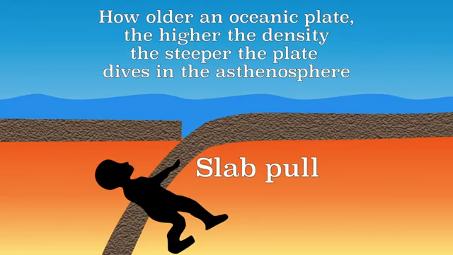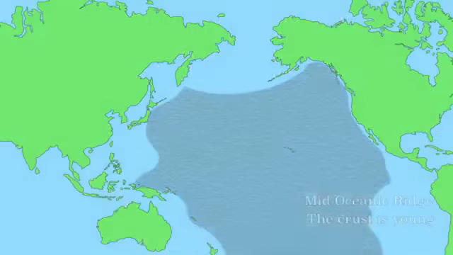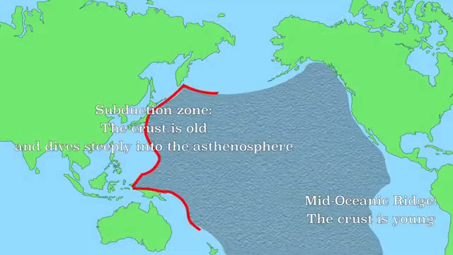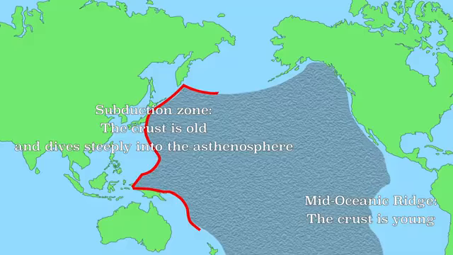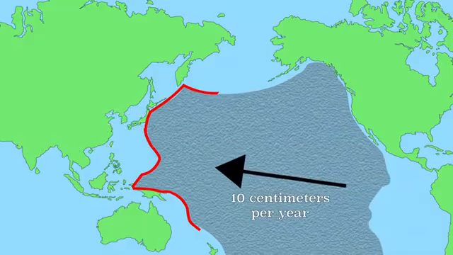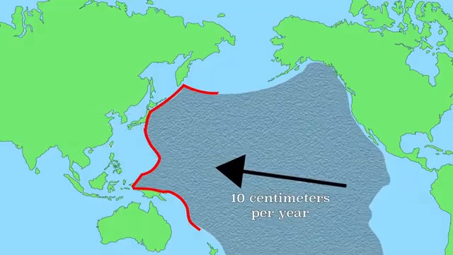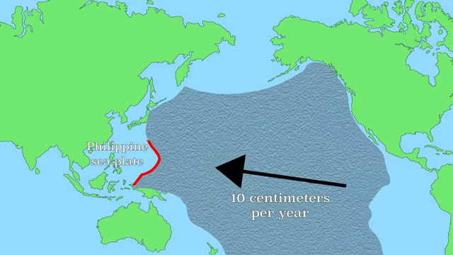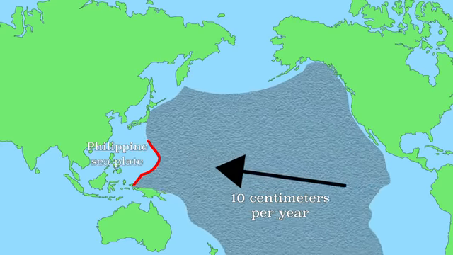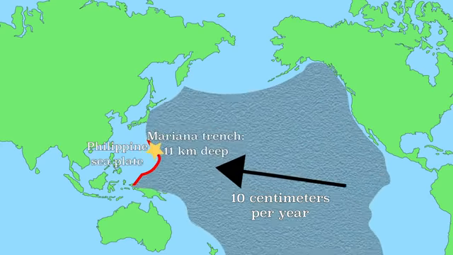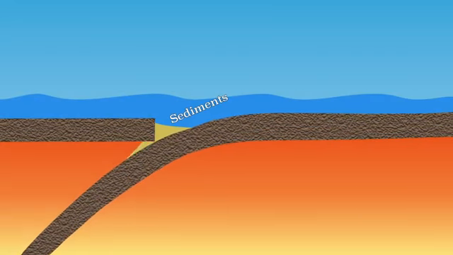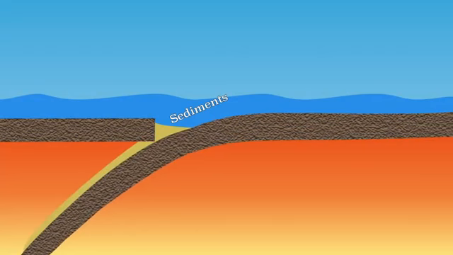The Pacific plate is very old at the time of subduction, which causes the plate to have a high density and dive steeply in the asthenosphere. The slab pull is very strong here, and the Pacific plate has a relatively high speed of around 10 cm per year. On the west side, the Pacific plate dives below the Philippine plate. Due to the age and gravity of the Pacific plate, it dives steeply downwards, creating a trench of 11 km deep. The diving plate also carries a layer of sediment and some water towards the asthenosphere.